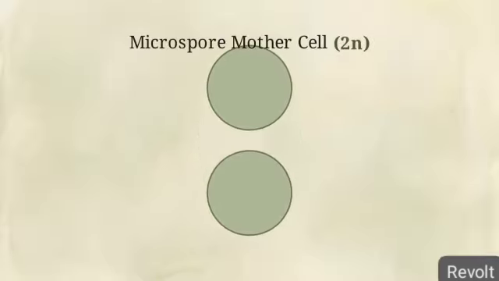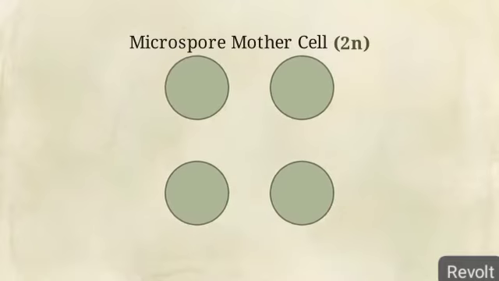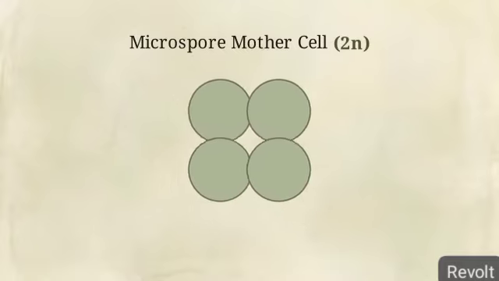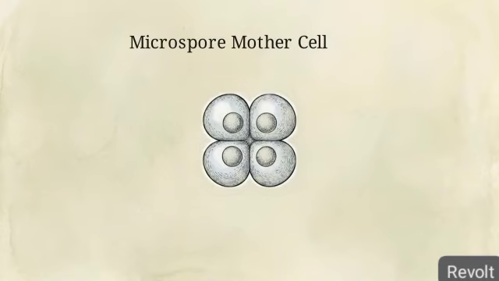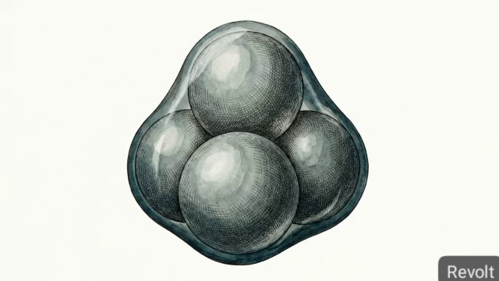This is a diploid microspore mother cell. This cell undergoes meiotic division. The genetic material halves, resulting in four identical haploid cells bound closely together. This resulting cluster is a microspore tetrad. The four cells are physically locked together by a tough carbohydrate polymer called callose.